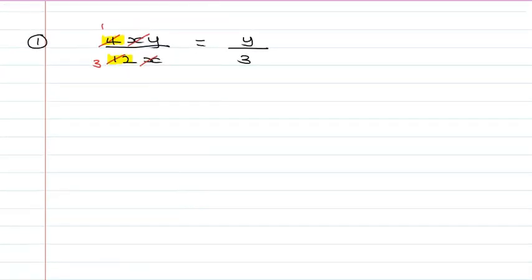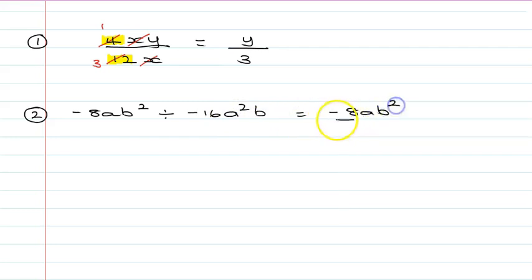Alright, let's look at a little bit more of a trickier example. This one I'm going to put a negative sign in. So let's look at minus 8ab squared divided by minus 16a squared b. So the first thing I'm going to do is write it as a fraction. So let's write it exactly the same, but with a fraction line. Okay, now, first thing we're going to do is identify the fact that this is negative here and this is negative here. So what happens when we divide negatives? It becomes a positive answer.